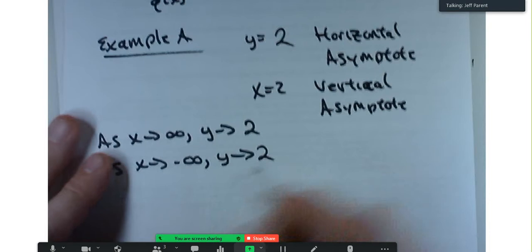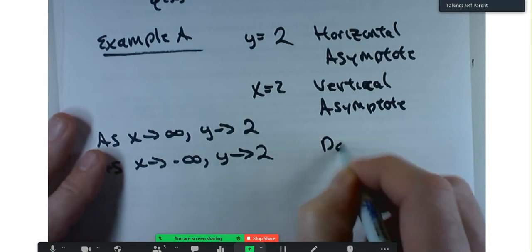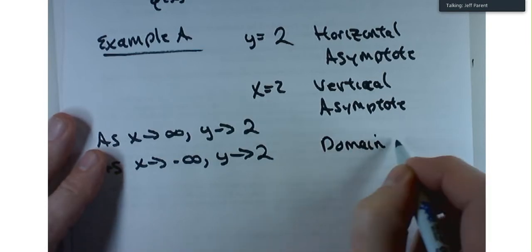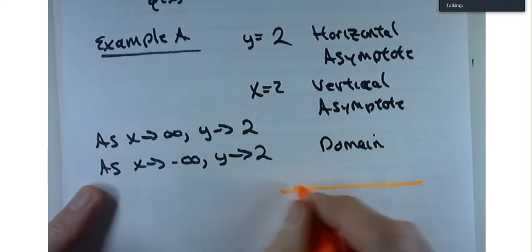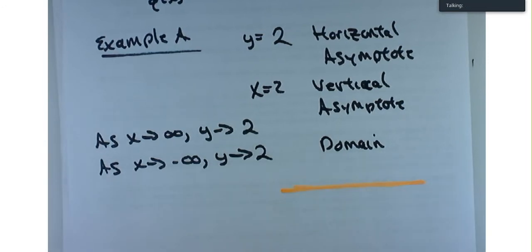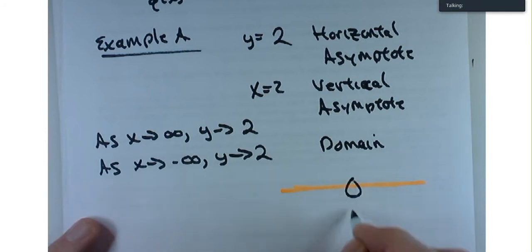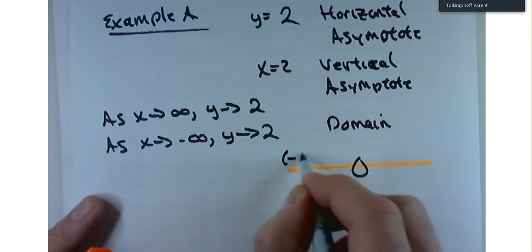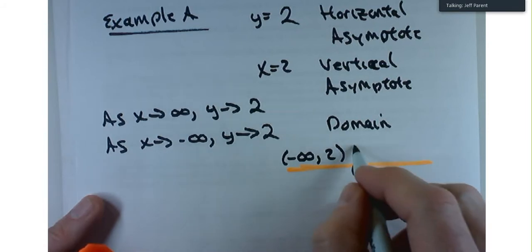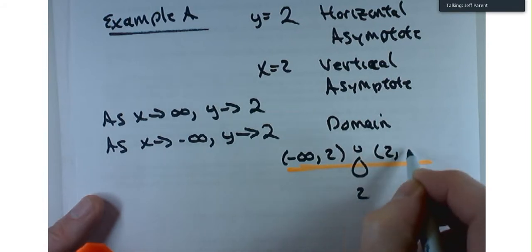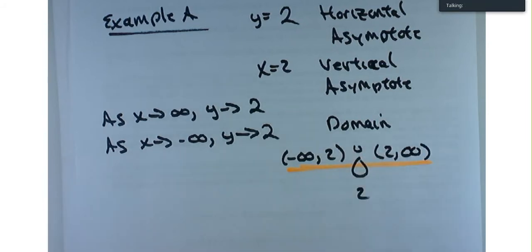So that would be your domain, everything but 2. In interval notation, it would be negative infinity to 2, parenthesis, union 2 to infinity. That would be your domain.